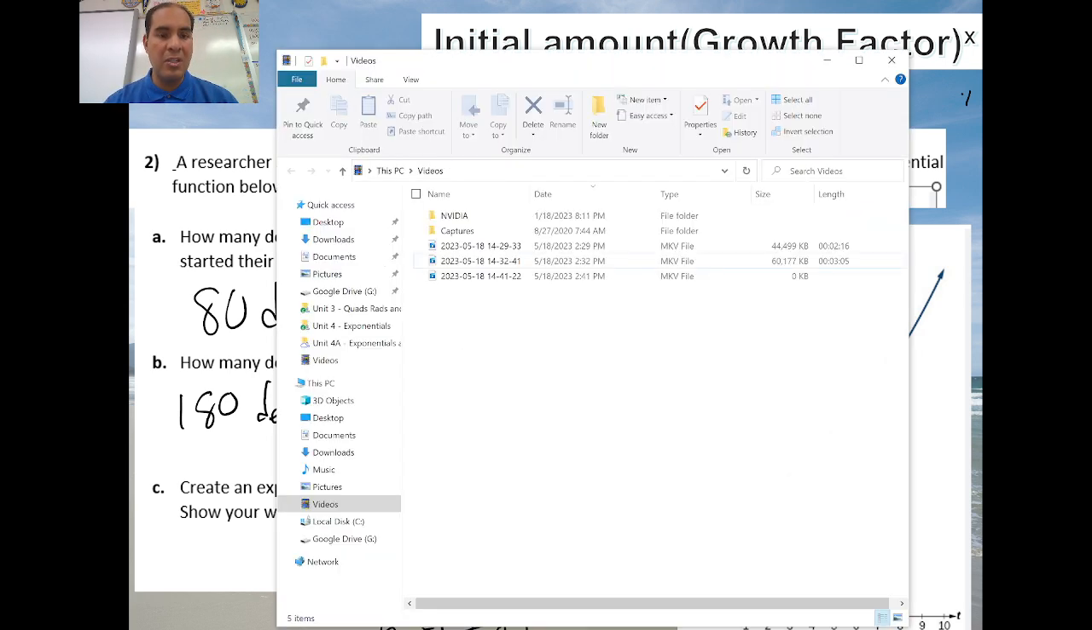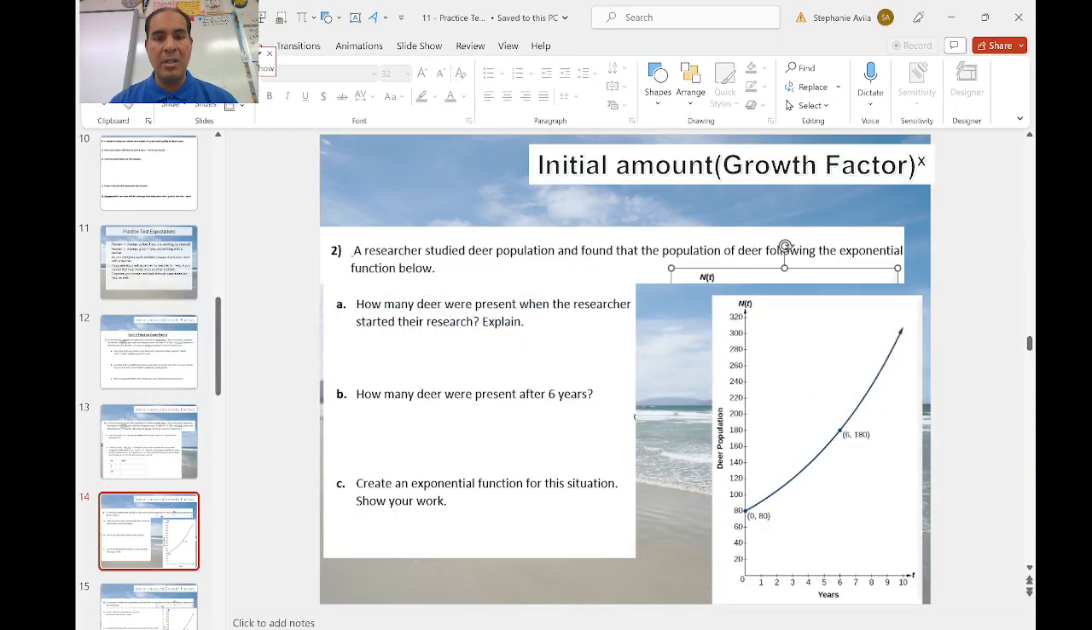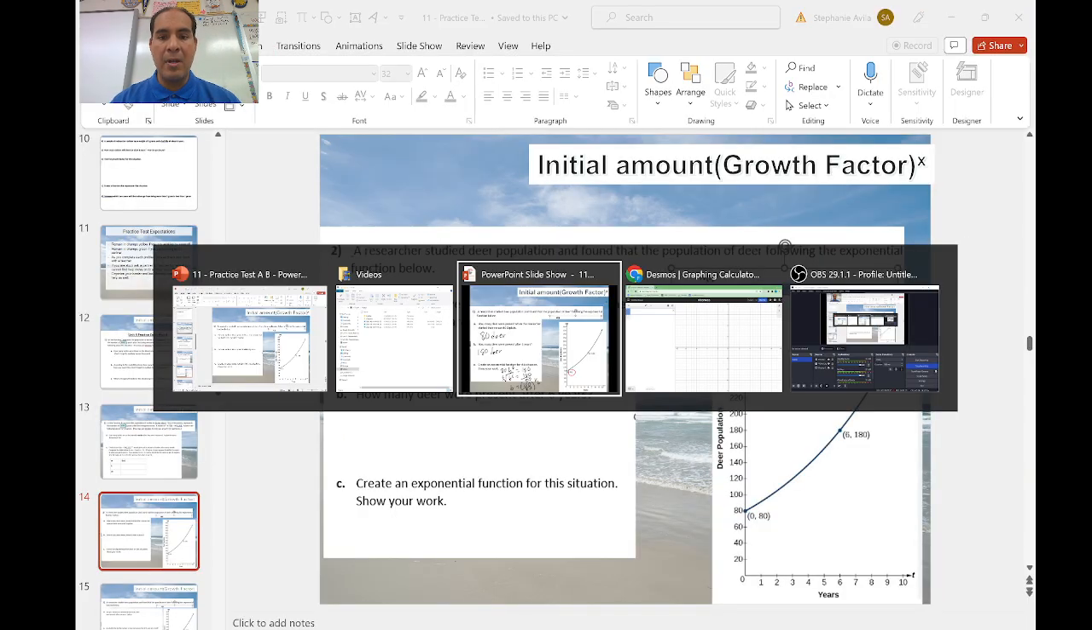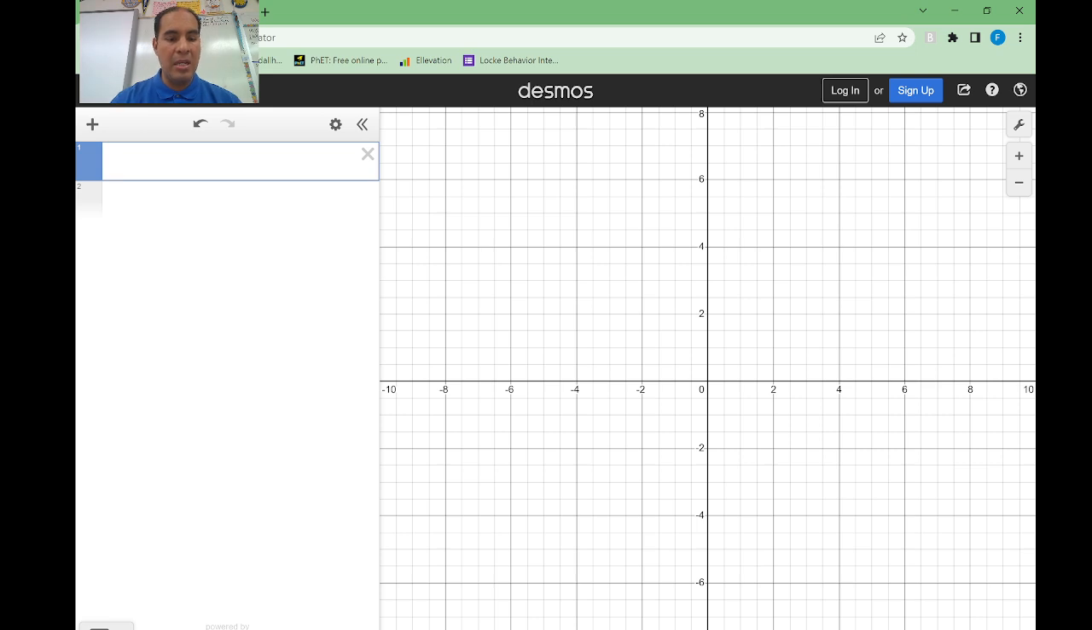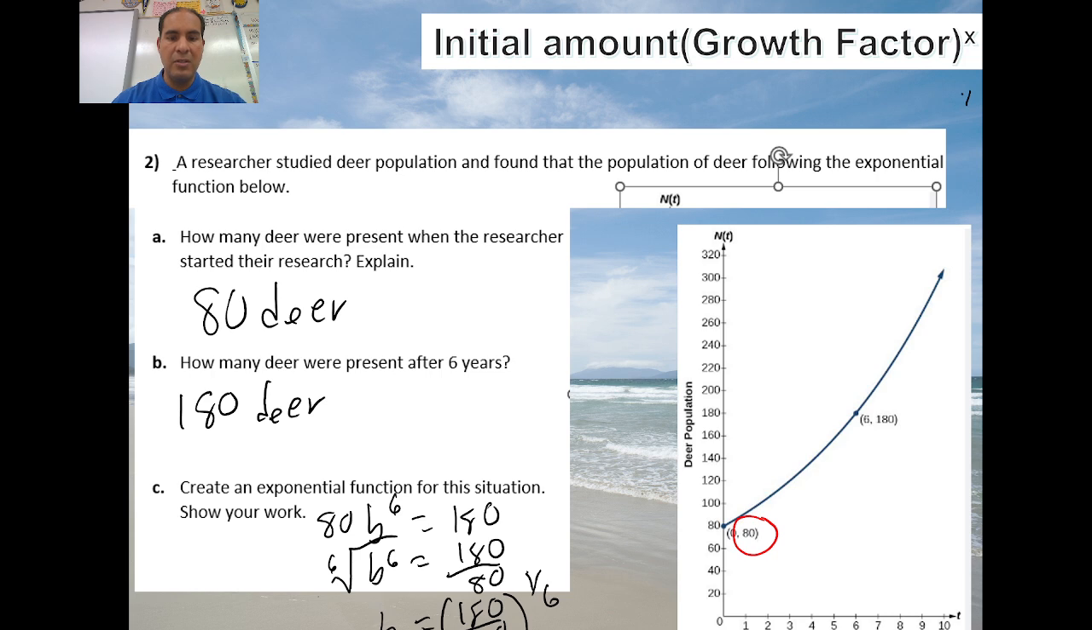So we jump into Desmos. We type in what we need here, 180 divided by 80 to the power of 1 over 6. Gives us a value of 1.144. That is our growth factor for this situation.